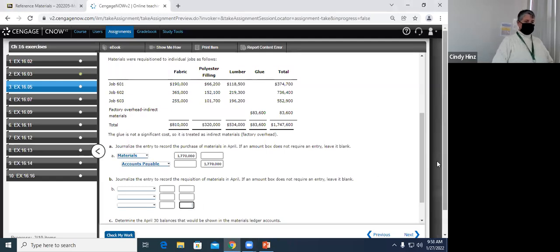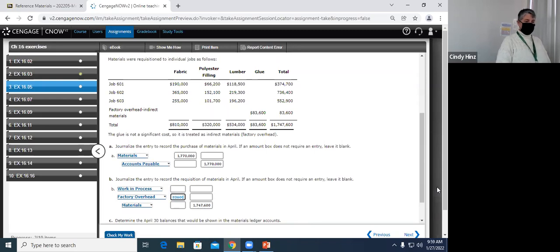As we saw in the last exercise, these totals are being moved out of the materials inventory. I'm going to do that first. And there's our total, so we didn't have to do any math for that one. The total that was requested for all 3 jobs plus the indirect materials during the month, $1,747,600. Moved out of materials and into, well, most of it moves into work in process, but the indirect materials is part of factory overhead.